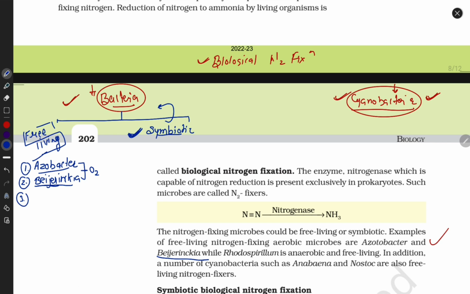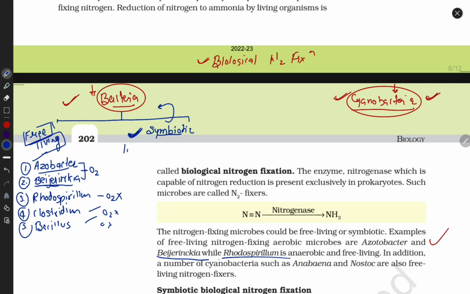Now next is Rhodospirillum. They are anaerobic. And more examples like Clostridium, which is not written here. They also do not use oxygen. Another example is Bacillus. Also they don't use oxygen. So these are some examples of free living bacteria.